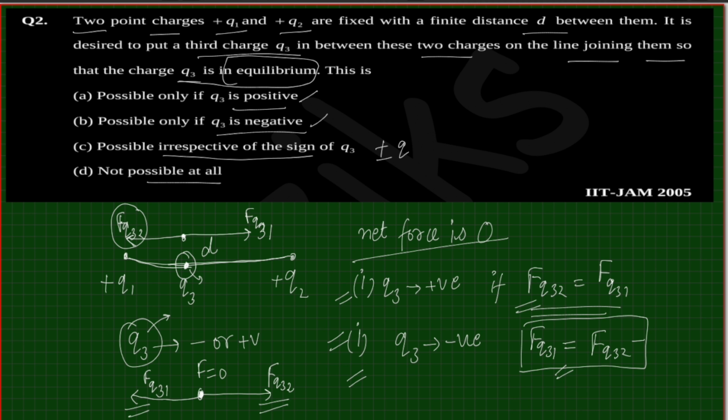And the third option is possible irrespective of the sign. It means either it is negative or it is positive. Condition is fulfilled. It means C is the correct answer.